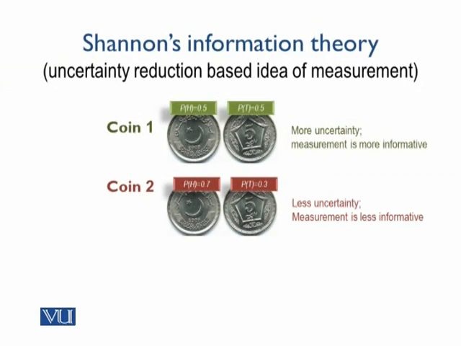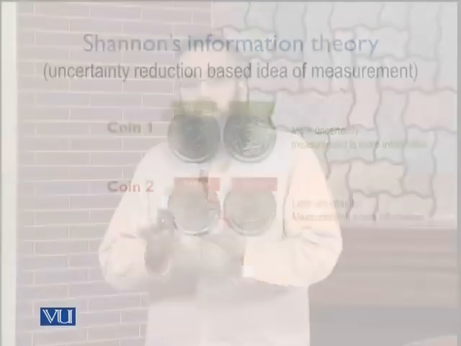So if you consider coin number 2 shown on the slide, you would see that the probability of heads is 0.7 and the probability of tails is 0.3. So even before actually flipping the coin, we already have some information. The amount of uncertainty in flipping this coin is less than the amount of uncertainty in flipping the first coin, because in coin 1 both are equally likely, but in coin 2 one is more likely than the other.